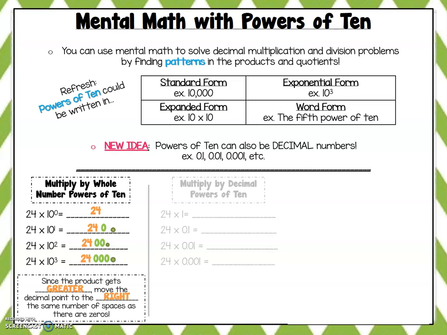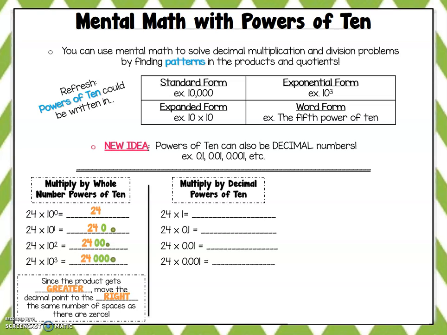Now let's take a look at what happens when we multiply by a decimal power of 10. 24 times 1 still stays 24, so we can start off our pattern the same way. But now when we're multiplying by a decimal power of 10, what I'm doing is multiplying by something that's less than 1 whole. When I multiply by something that's less than 1 whole, my product is going to become less. So now I need to take that idea of shifting the decimal point, but I need to move the decimal point in the opposite direction.